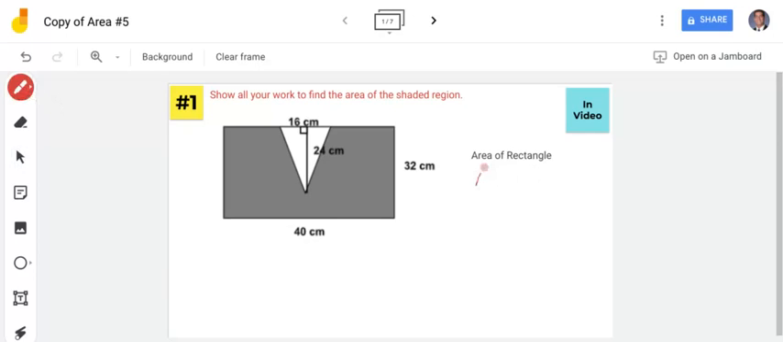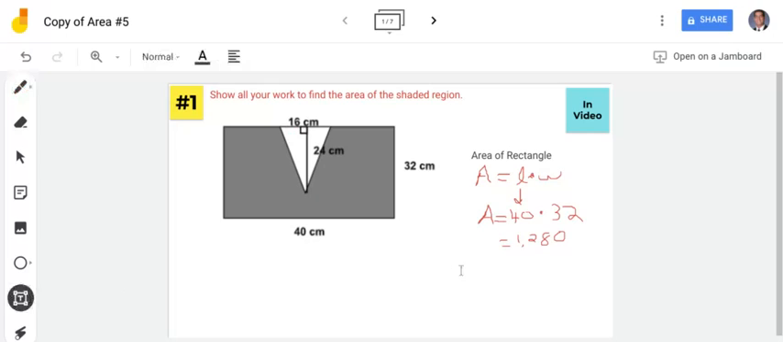So area of rectangle equals length, I'll put cursive L, times width. The length of my rectangle is 40 and my width is 32. So I'm going to plug in 40 for my length and 32 for my width. 40 times 32 in my calculator gives 1,280. So this is the area of my rectangle, 1,280 square centimeters.